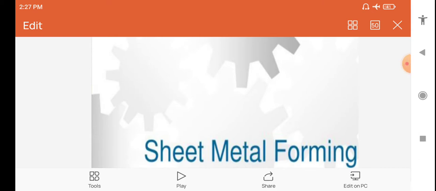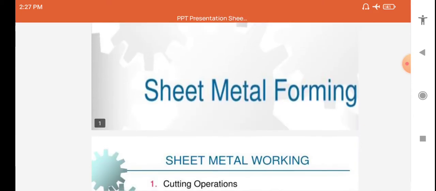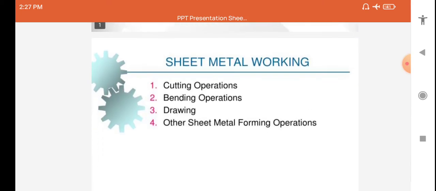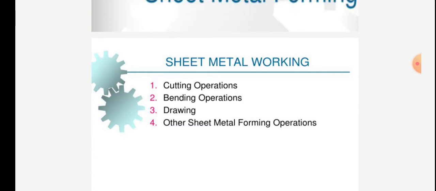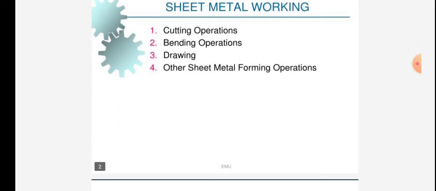In manufacturing process, we are studying the topic sheet metal forming. In this process, sheet metal working is given. In sheet metal working, cutting operations, bending operations, drawing is given, and other sheet metal forming operations are included.